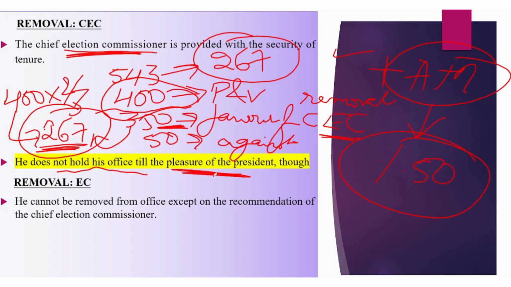Then, who is appointed during the pleasure of the president in India? The governor is appointed and he serves during the pleasure of the president. Okay.